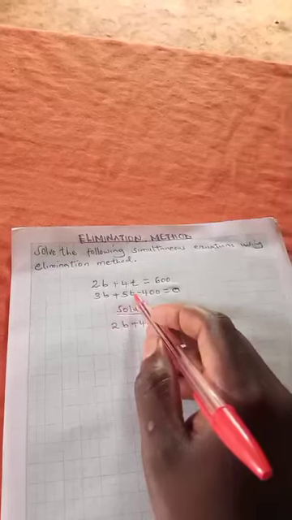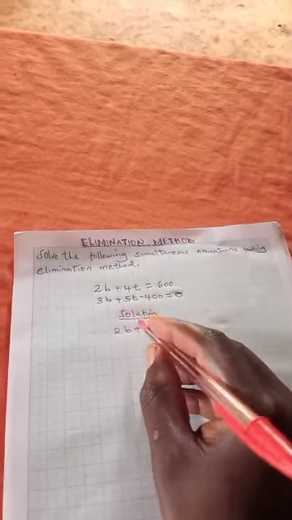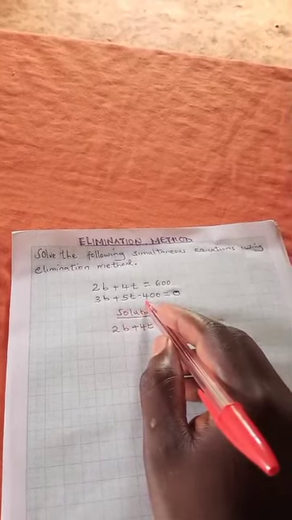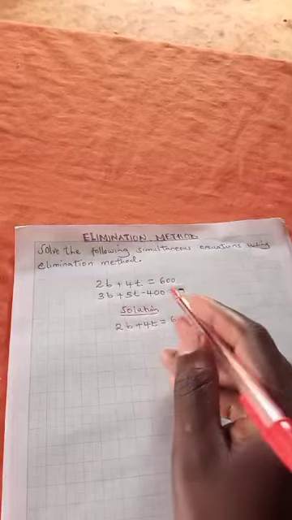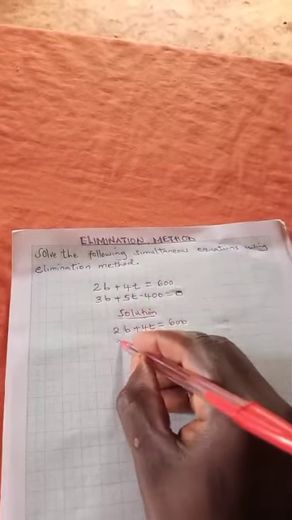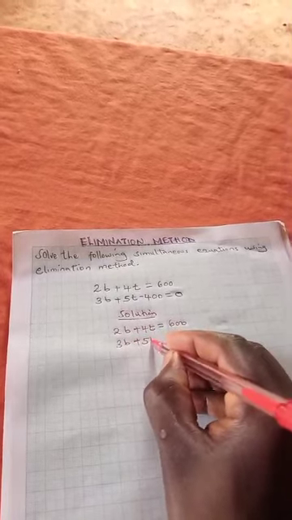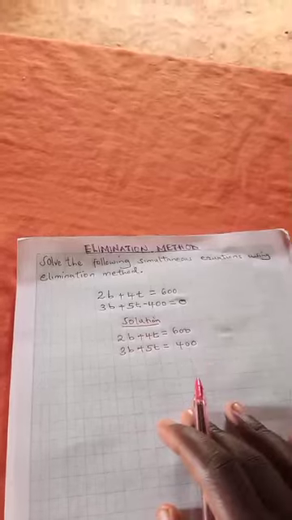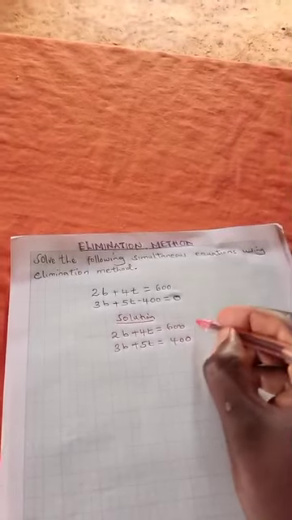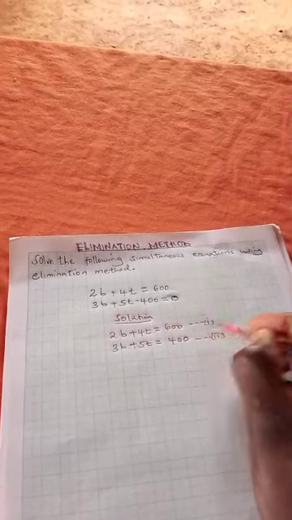We need to make the second equation the same as the first equation by shifting negative 400 to the other side, and obviously it's going to become a positive. So we have 3b plus 5t is equals to 400. Now, elimination. We have got the first equation and then we have the second equation.